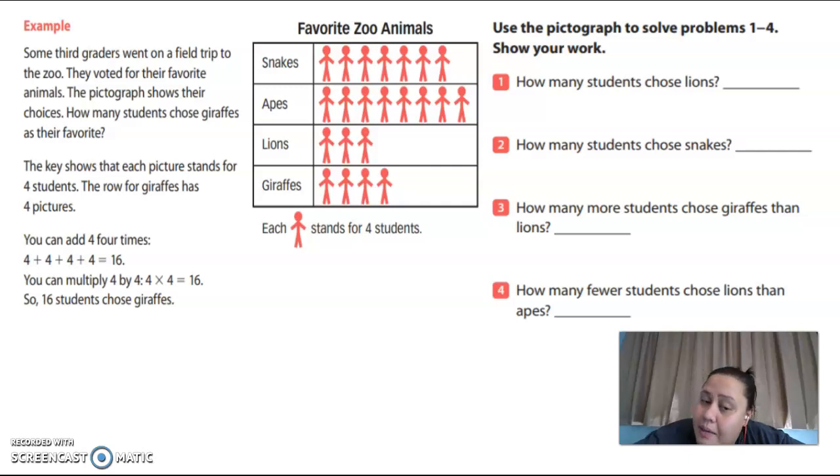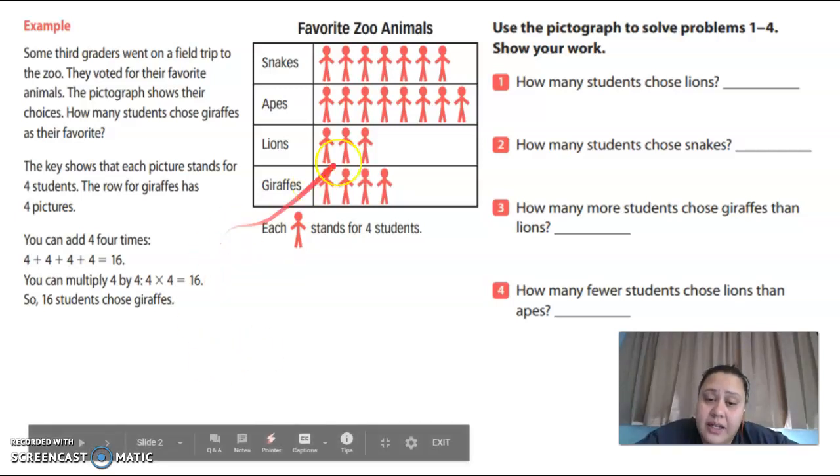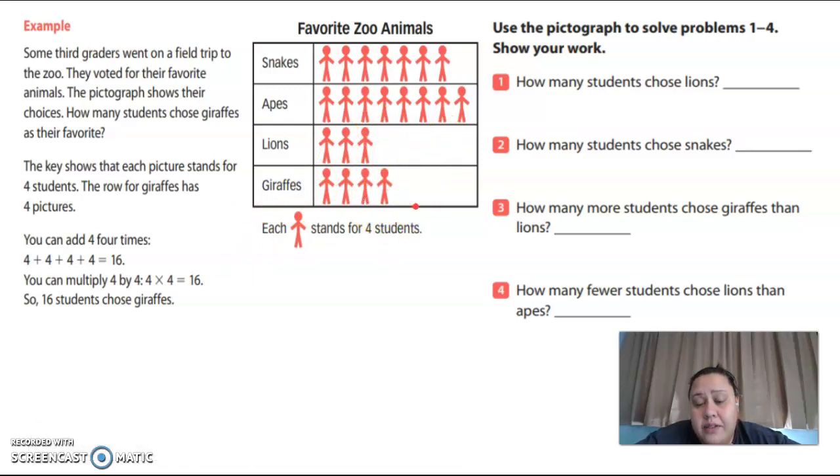No, that does not mean that, because we always have to look back at our key, and we know that 1 stick figure is actually 4 students. So how many more students chose giraffes? And the answer would be 4 more students, because there's 1 more stick figure, but that stick figure means 4 kids. So 4 more kids chose giraffes.